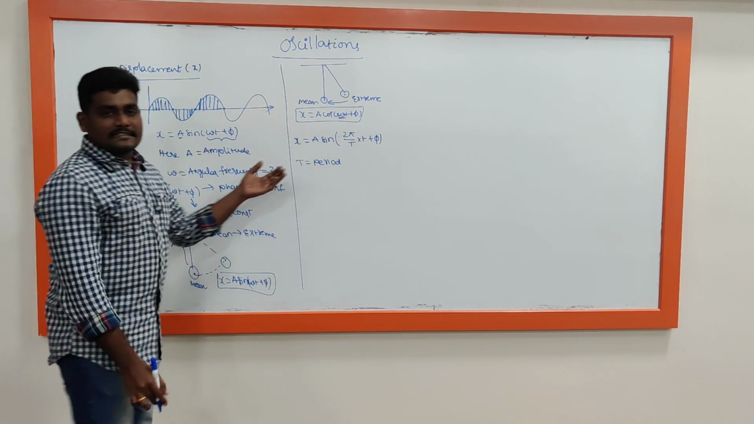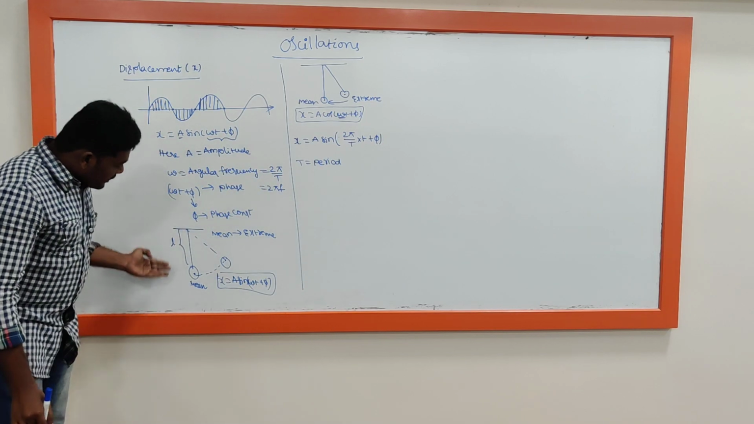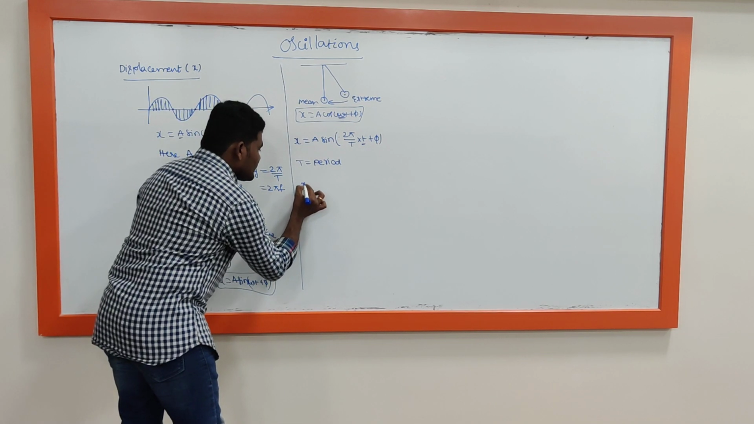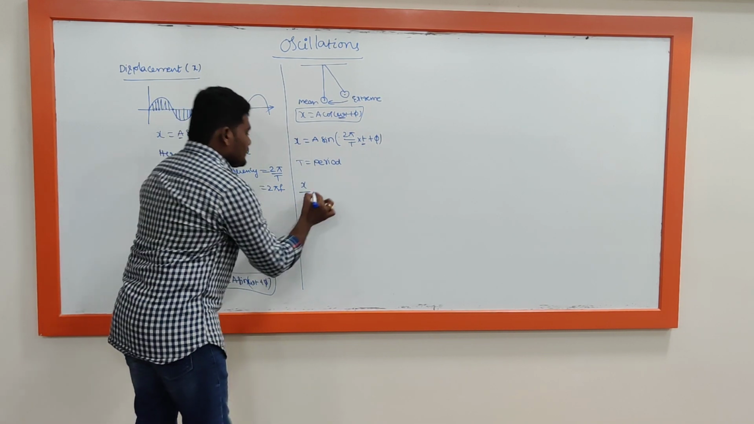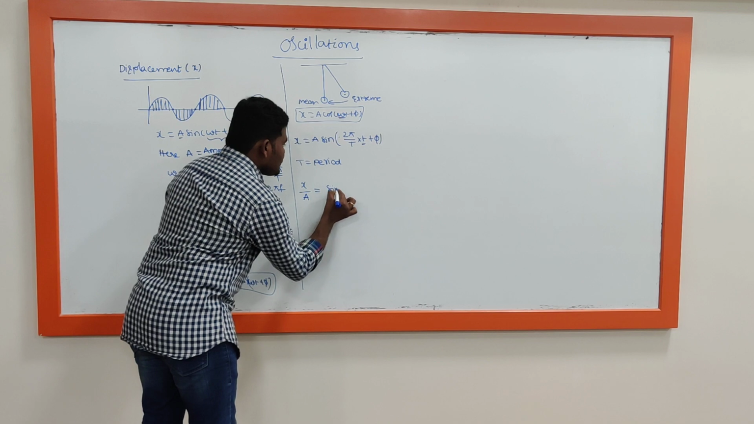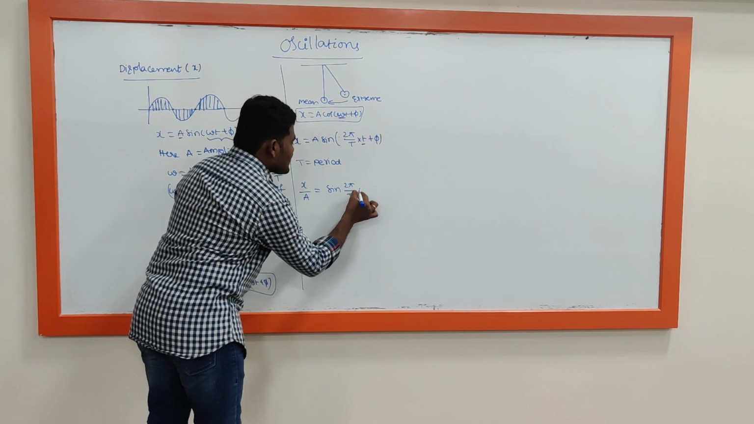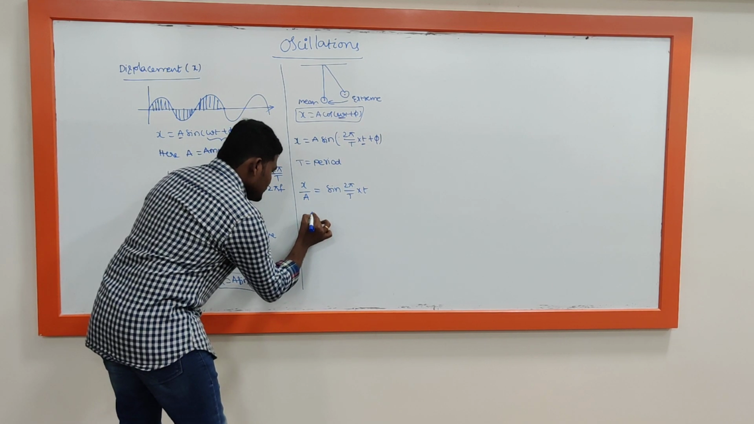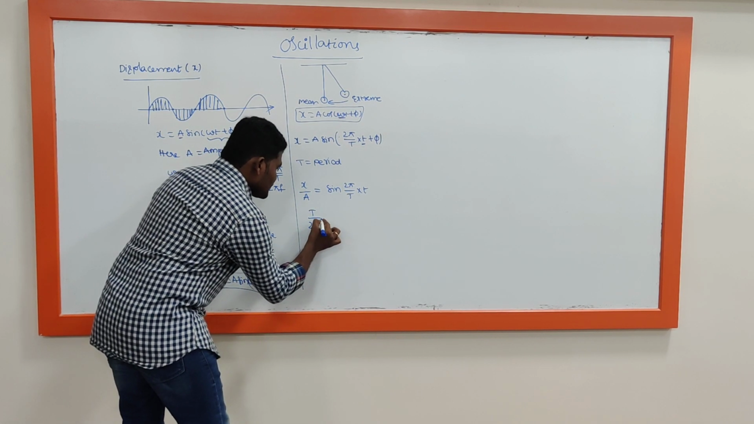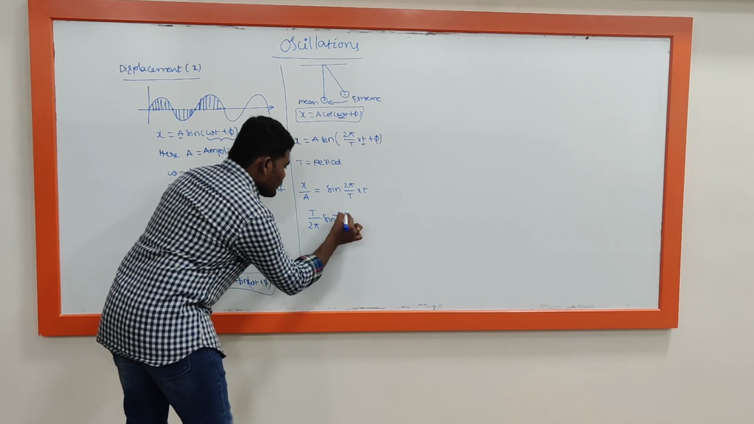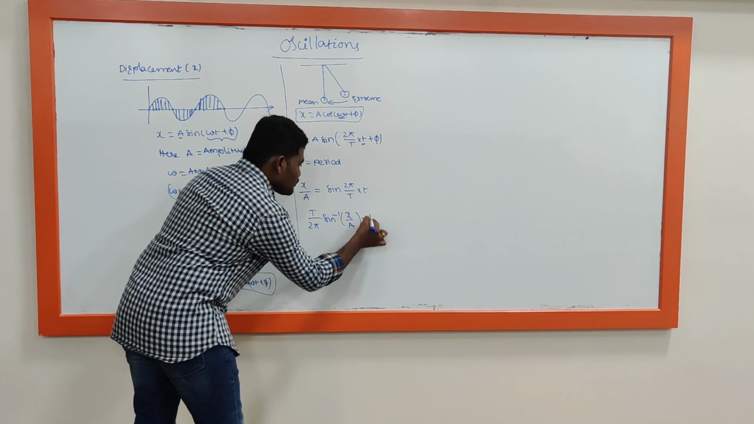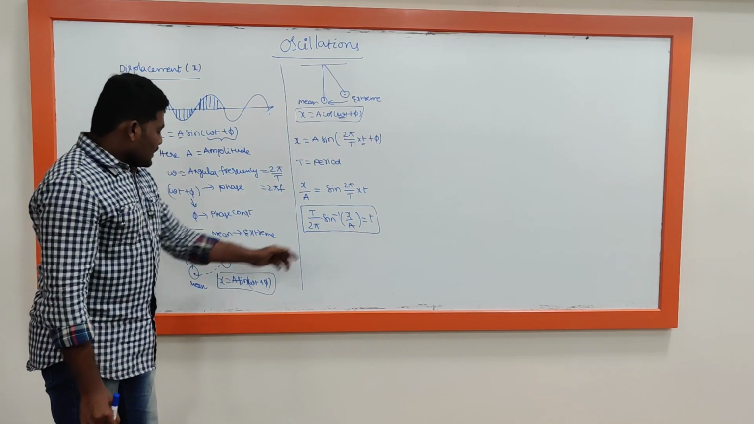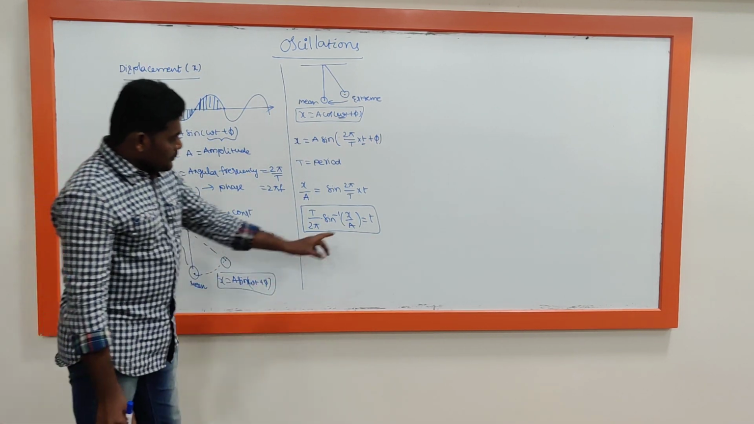Then here small t is the time taken for a particle to move from one position to another position. So here we can write x by a is equal to sine of 2 pi by capital T into t. Then t equal to T by 2 pi into sine inverse of x by a. So here t is the time taken for a particle to move from one position to another position.